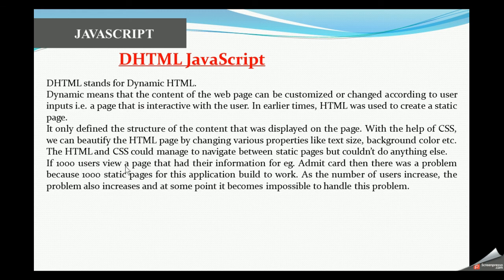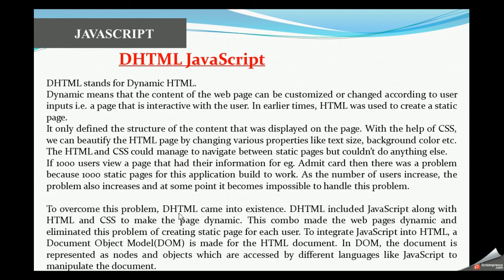Suppose thousands of users are there and all of them want to get an admit card. Thousands of static web pages cannot be created. If by some means I get dynamic web pages, it will be easy. Since we are not able to create thousands of static web pages and generate an admit card for each and every student, DHTML was used to solve this problem.